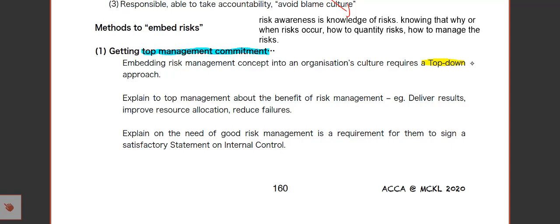How do they show support? They show support in various ways. For example, because they support something, they will allocate budget. They will put money in so that you're able to have the resources to manage risk. That's why the first thing is the top management must agree with the idea. If you don't have top management agreeing with the idea, you're going to have a problem.